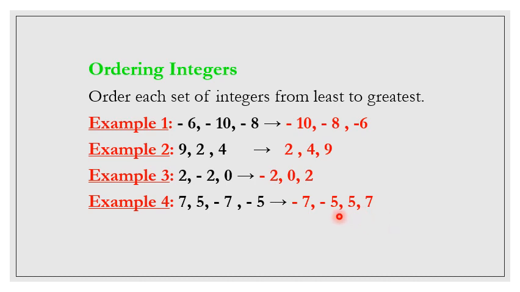We know that positive integers are always greater than negative integers. So positive integers are greater than negative integers, positive integers are greater than 0, and negative integers are less than 0.